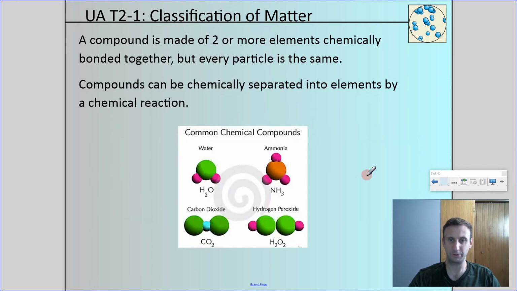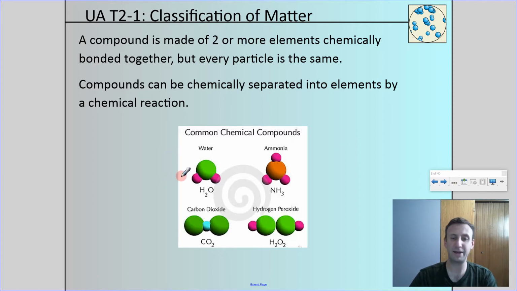Okay, moving forward. A compound, unlike an element, is made up of two or more elements, and they are chemically bonded together. So the atoms of those two or more elements are chemically bonded together to make particles that are all the same. Compounds can be chemically separated into elements by a chemical reaction.